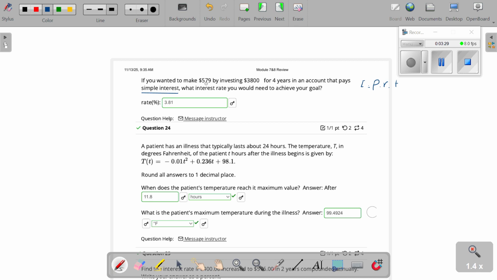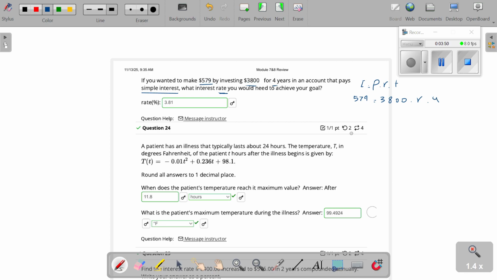So we're trying to make $579. This is the interest, so that's going to be here, $579. The principal amount is $3,800. The rate is what we are looking for. So I'm going to write R here. And time is 4 years.